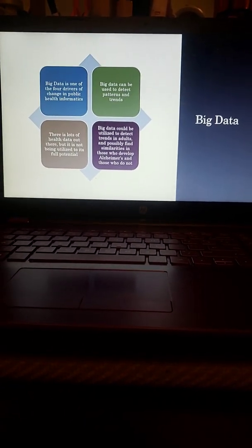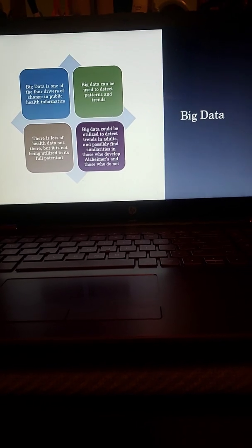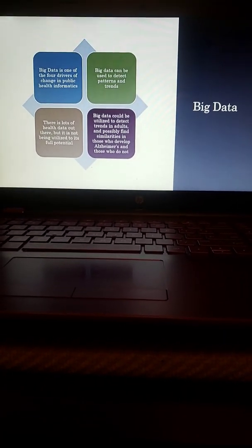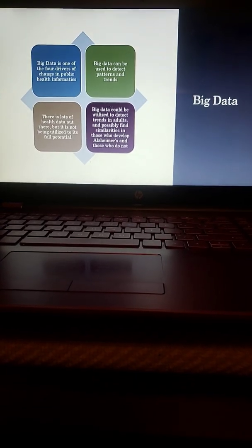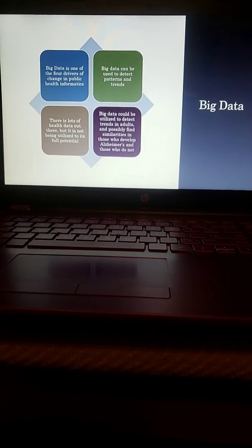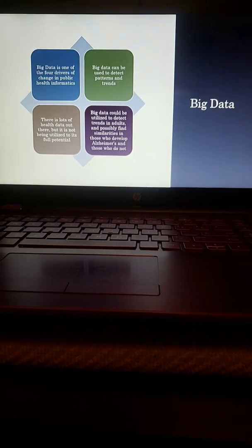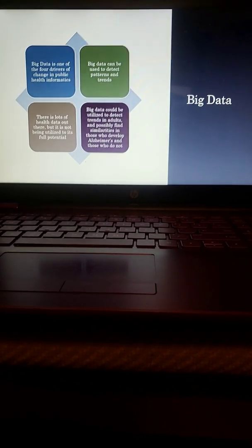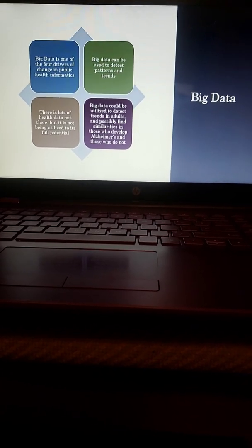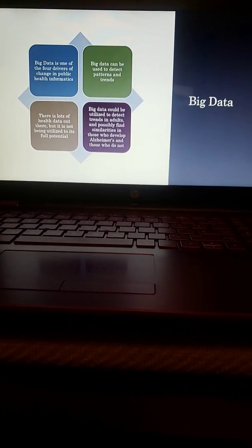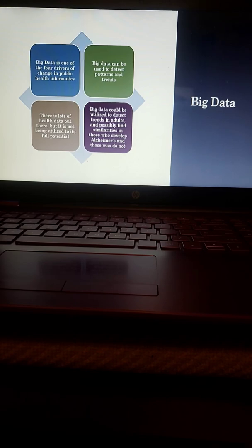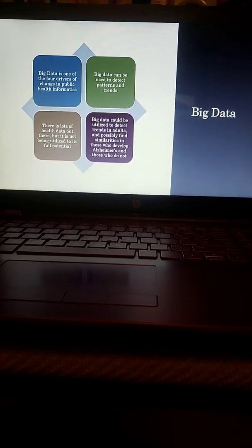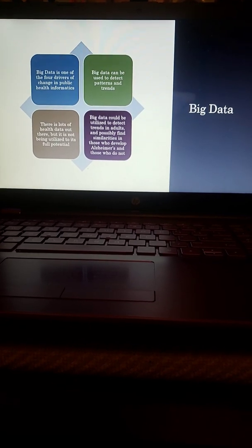Alright, and then for this project, I decided to focus on big data. Big data is one of the 4 drivers of change in public health informatics. And big data is very important because it can be used to track patterns and trends. And there is a lot of health data out there, but unfortunately it is not all available for use, and it is not being utilized to its full potential. And I think a great example of this was the TED Talk from Discussion 13 this semester.